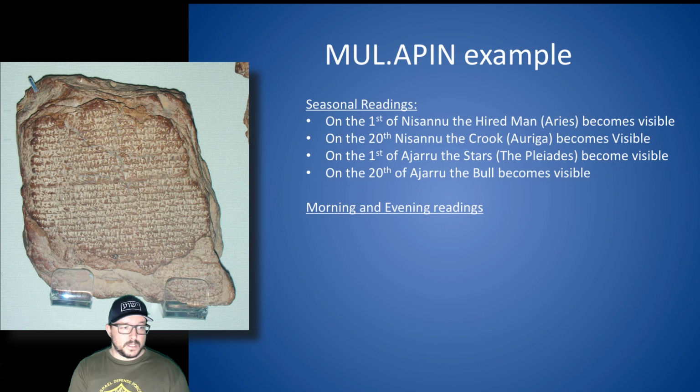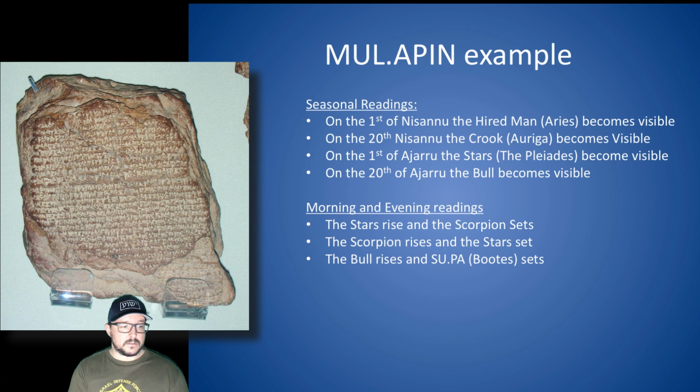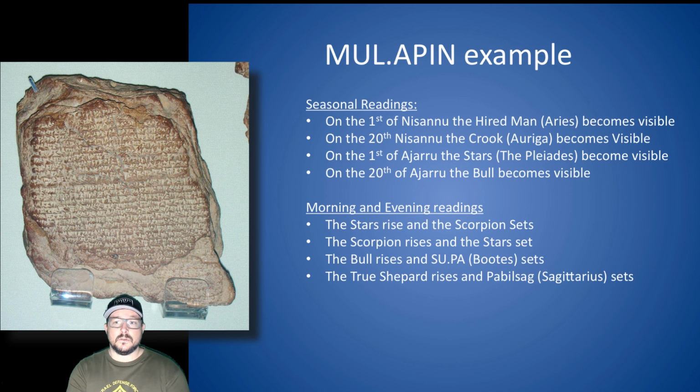And morning and evening readings, this pertains to the Revelation chapter 12 sign. The stars rise and the scorpion sets. The scorpion rises and the stars set. The bull rises and Su'upa, or the constellation of Bootes, sets. And the true shepherd rises and Pabilsag, or Sagittarius, sets. So what I wanted to do is just give you an example of how they used to read the constellations and the stars back then.